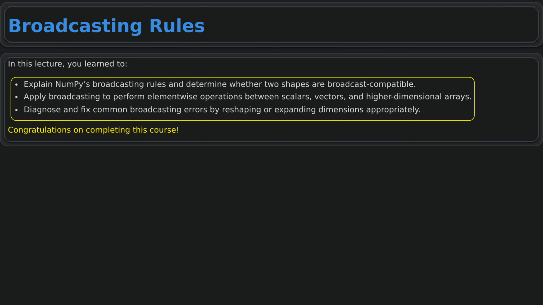In this lecture, you learn to explain NumPy's broadcasting rules and determine whether two shapes are broadcast compatible. Apply broadcasting to perform element-wise operations between scalars, vectors, and higher dimensional arrays. And diagnose and fix common broadcasting errors by reshaping or expanding dimensions appropriately.